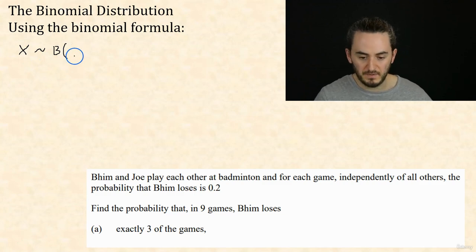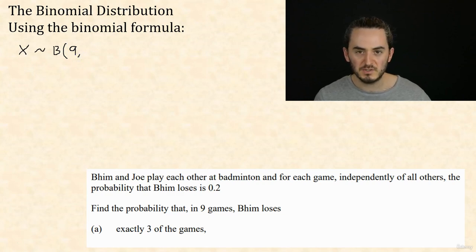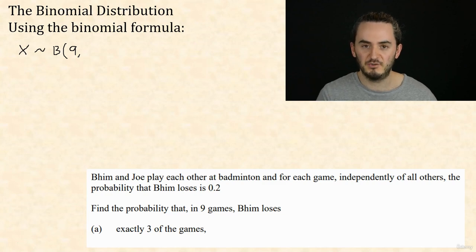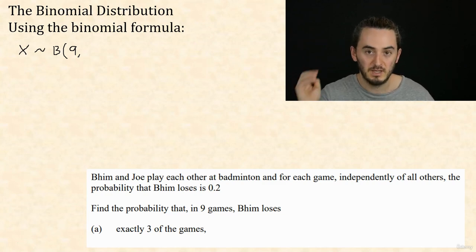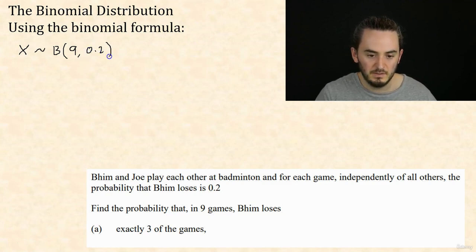And how many attempts are there? Well, they play 9 games. There's 9 trials. And now what's the probability on each time? Well, I used the word success in my previous slide. That could be a touch confusing because it's not about what's good and what's bad. It's about what we're counting. So a success is just when the thing that we're counting happens. Like in the last one, it was I got the ball in the net. In this case, we're counting how many times Bim loses. So a success is going to be Bim loses. So the probability of that happening is 0.2. So there are my parameters, number of trials and the probability of the thing we're counting happening, the probability of Bim losing.